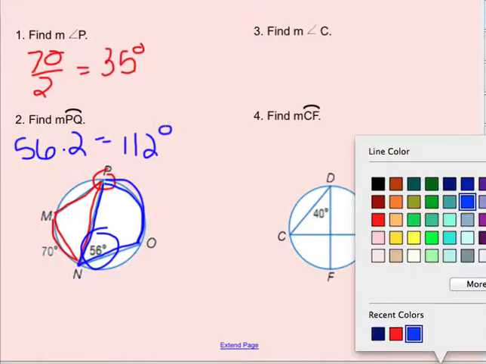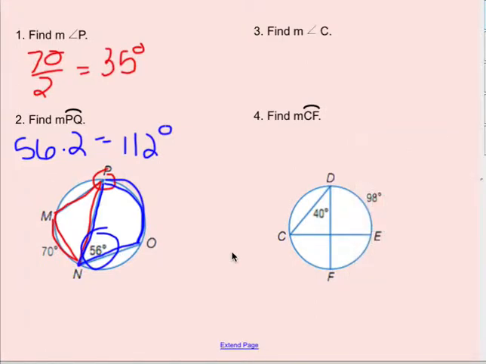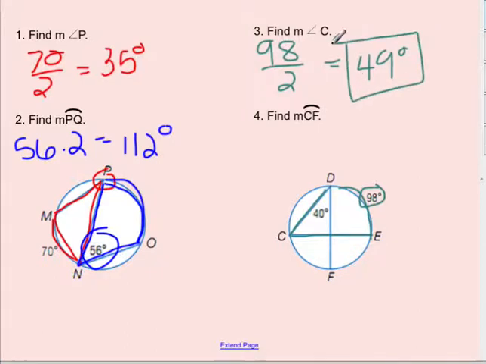Next, let's take a look. We want to find the measure of angle C. Let's figure out where angle C is. Angle C is right here. I notice that the intercepted arc is DE, and the intercepted arc measure is 98 degrees, not the length, just the degree measure. So now we take that 98 and divide it by 2. 98 divided by 2 is 49 degrees. So our inscribed angle is 49 degrees.